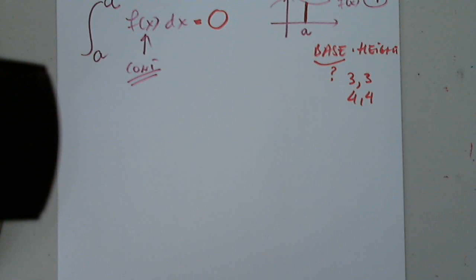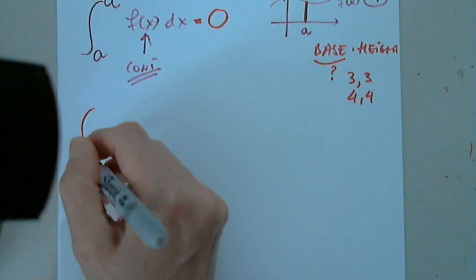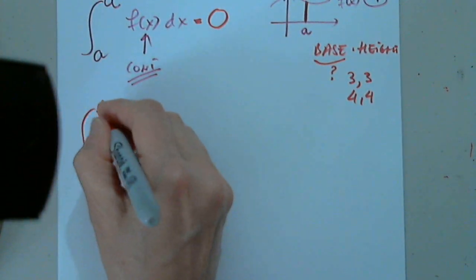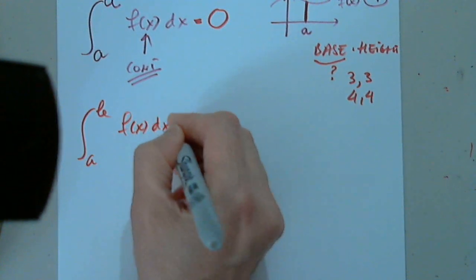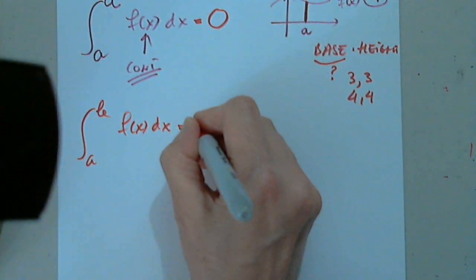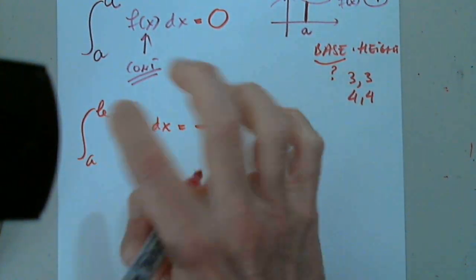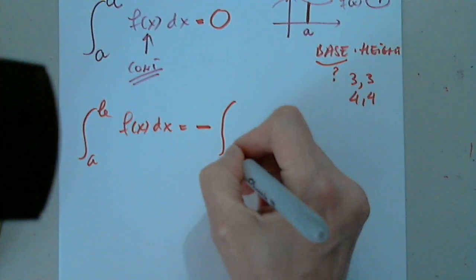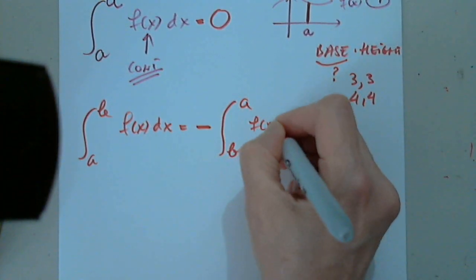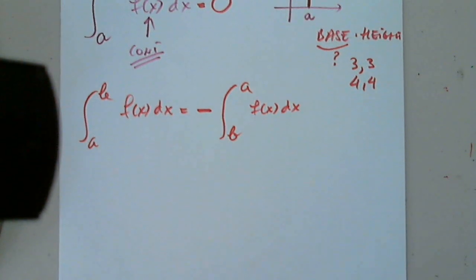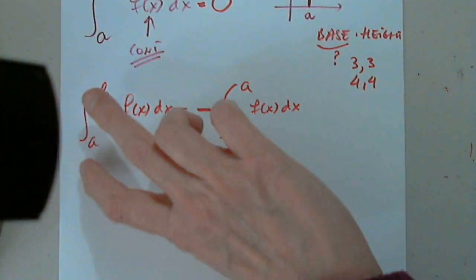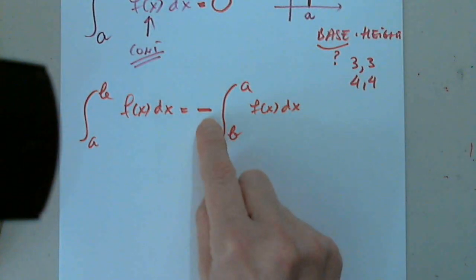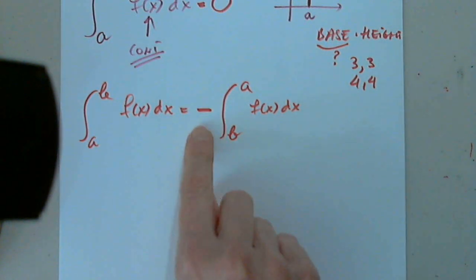Good. That's one property. The second property: the integral from a to b of f of x dx is basically the same as the opposite of the integral from b to a of f of x dx. So if I reverse the limits of integration, that equals the same thing, but with a minus in front.